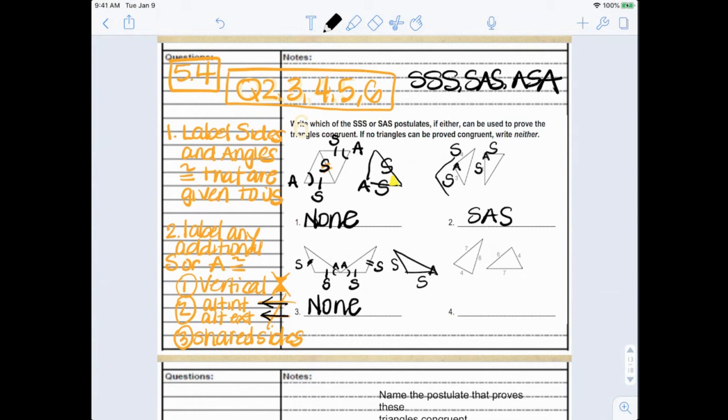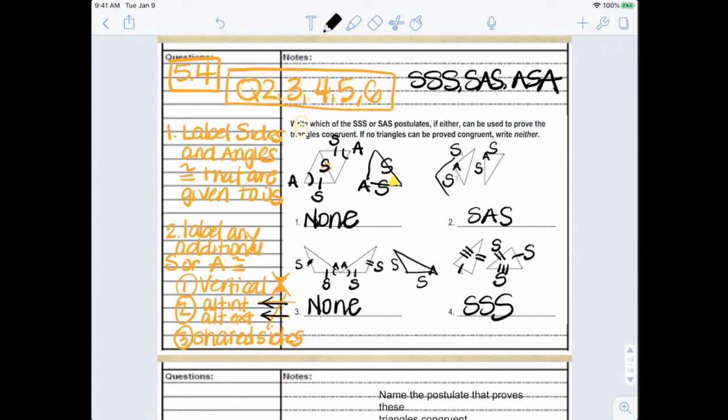Nope. All right, last one. I have a 4 with a 4, a 6 with a 6, and a 7 with a 7. So side, side, side. Hey, that's one of my rules. I know these are congruent by side, side, side.